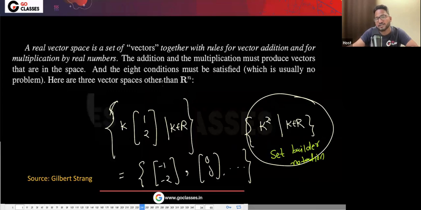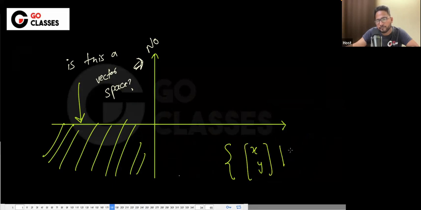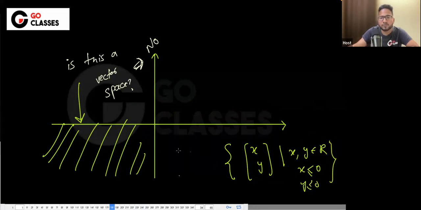But is only the set enough? For example, this is also a set, where x and y both are negative. How to represent the set? Maybe you can say something like this: x is less than or equal to 0, y is less than or equal to 0, right? So this is also a set.